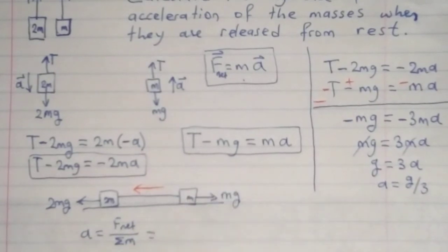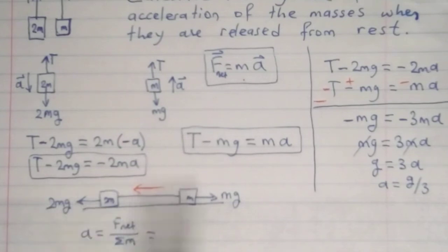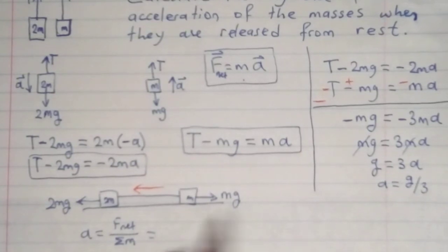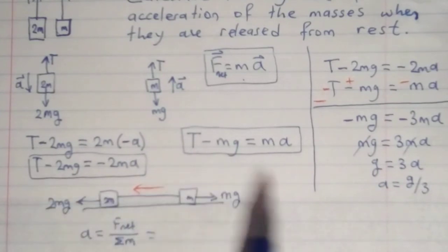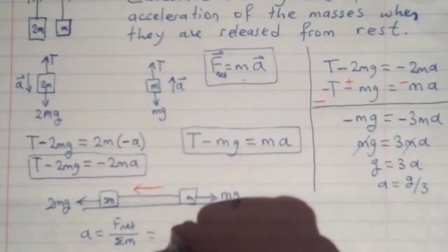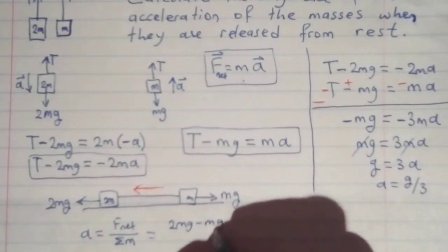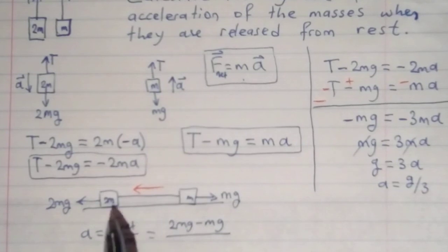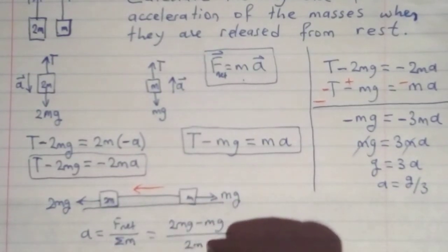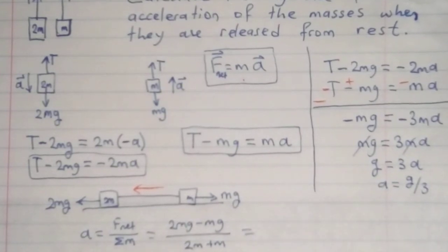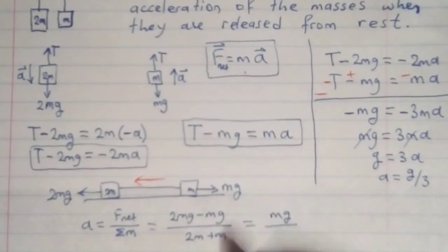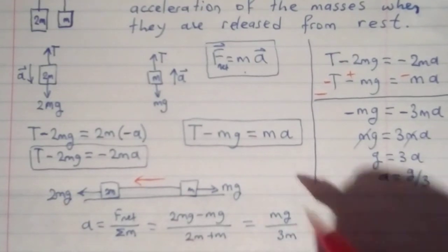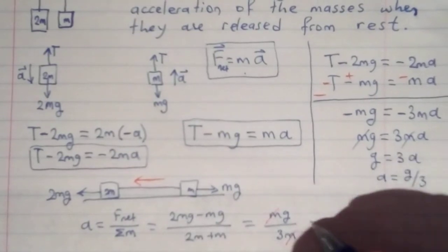All right, so what is F net? Force 1 and force 2, the difference between them is F net. Here we are calculating the magnitude of the acceleration, so we don't have to worry about the direction. One is pulling in one direction, the other in the other direction. F net is the difference, so 2mg minus mg. And how many masses did I have? 2m here and m here, so we sum 2m plus m. The difference is mg and the sum is 3m. After simplification, the acceleration turns out to be g over 3.